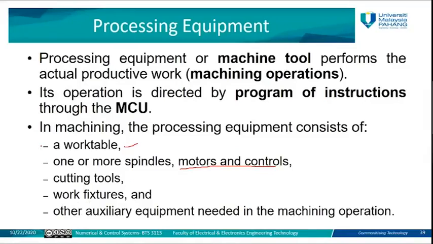All these tools depend on the machine. The work table is common in all machines, and the motors are also common in all machines, but other devices like the cutting device, fixture device, and so on depend on what machine you have. Is it for drilling, for milling, and so on. There is other auxiliary equipment needed for the machine operation, depending on the type of operation itself. So this is what we call the processing unit. This is the third part of the NC system, or numerical control system.